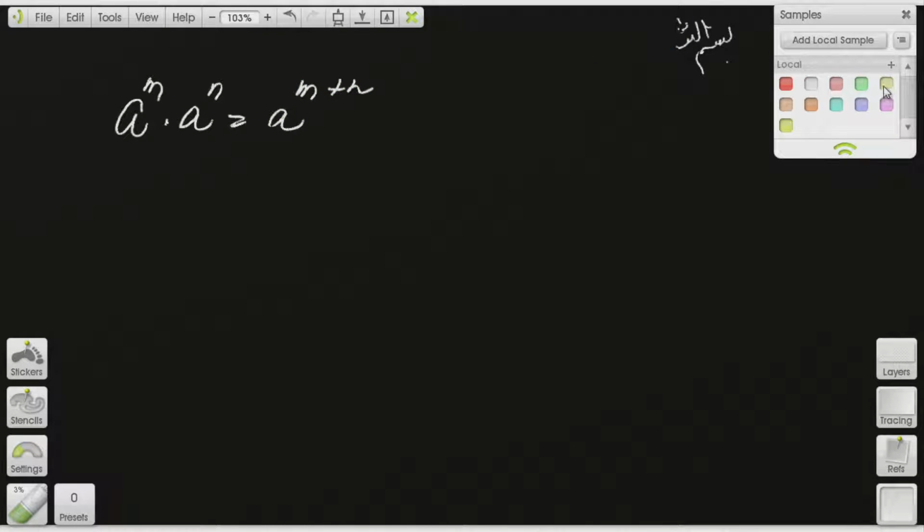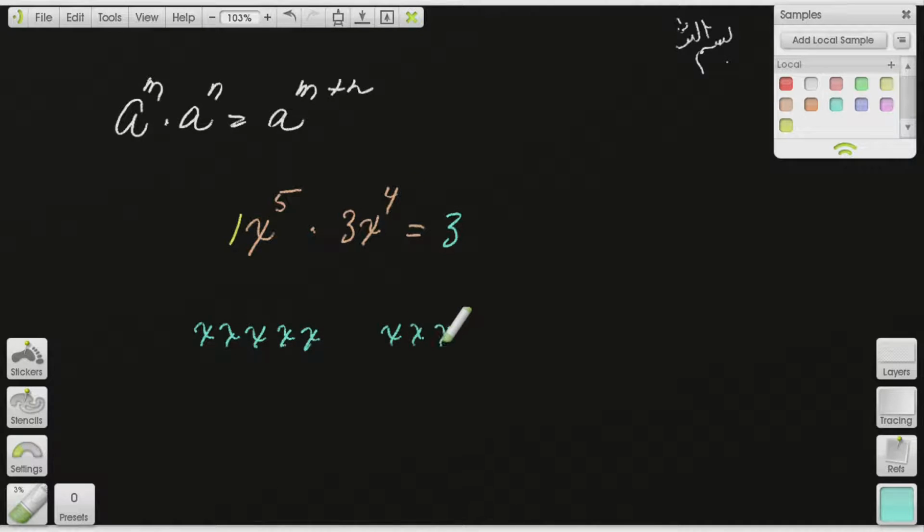Okay, let's do some examples with this to make sure we get it. So let's say x to the 5th times 3x to the 4th. Now you understand there's an invisible one, so to speak. This is 1x to the 5th times 3x to the 4th. So this is just going to be 1 times 3, which is 3. X to the 5th times x to the 4th, that's x, x, x, x, x and x, x, x, x. Altogether, we have x to the 9th. There are 9 of them, which is this rule over here: a to the m times a to the n equals a to the m plus n.